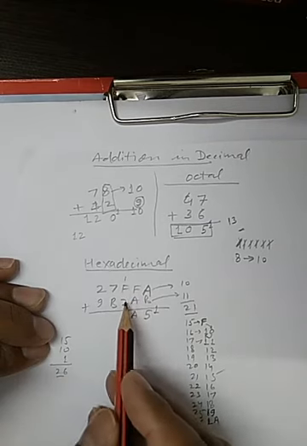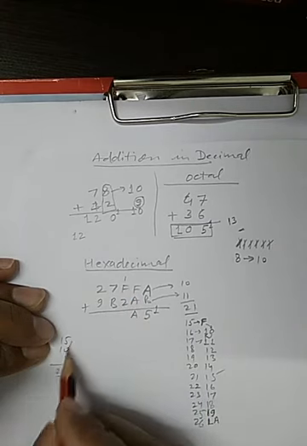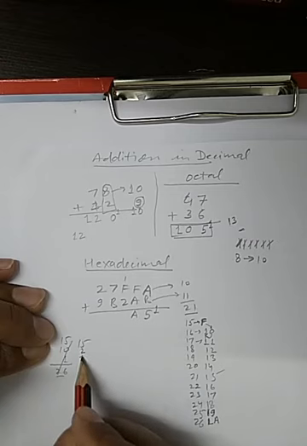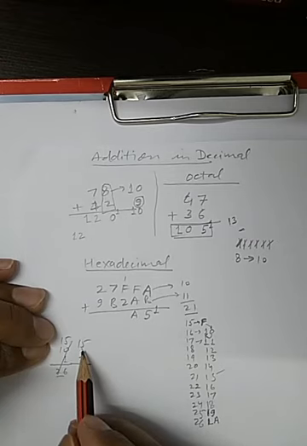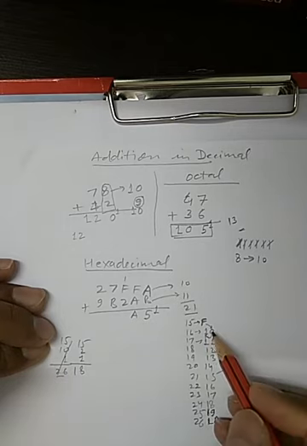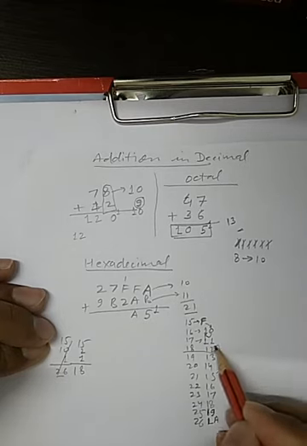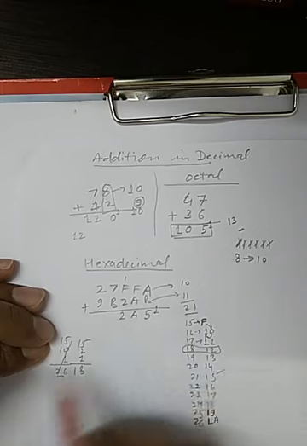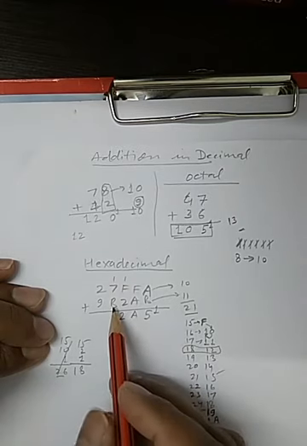So 15 plus 2 plus 1. It will be 18. How is it represented? We can see over here it is represented as 1 2. So 2 is here, and 1 is the carry again.